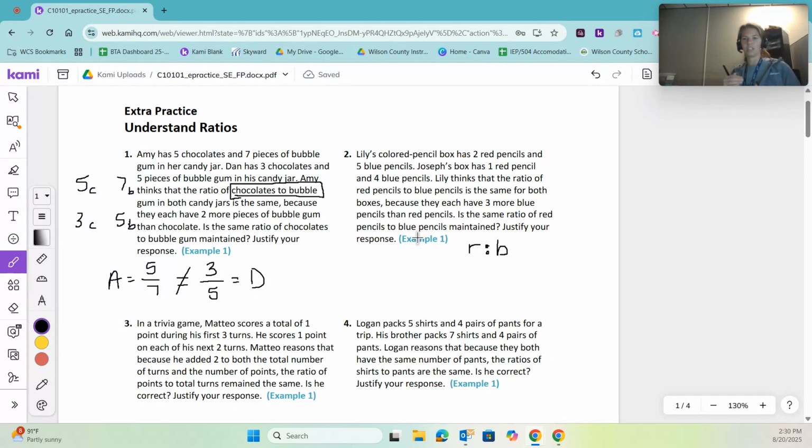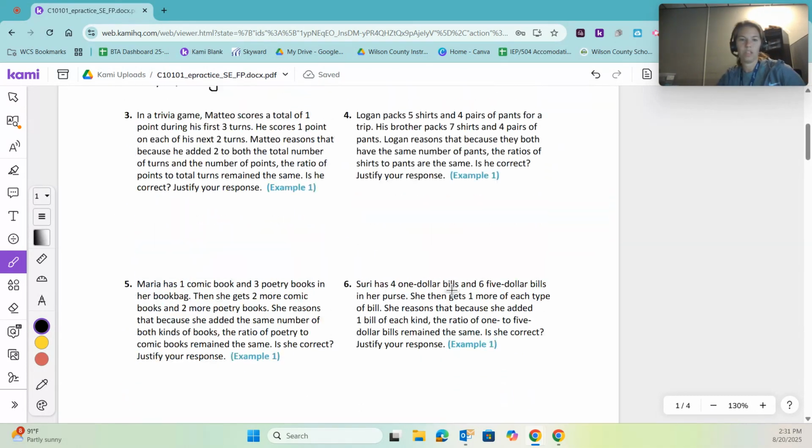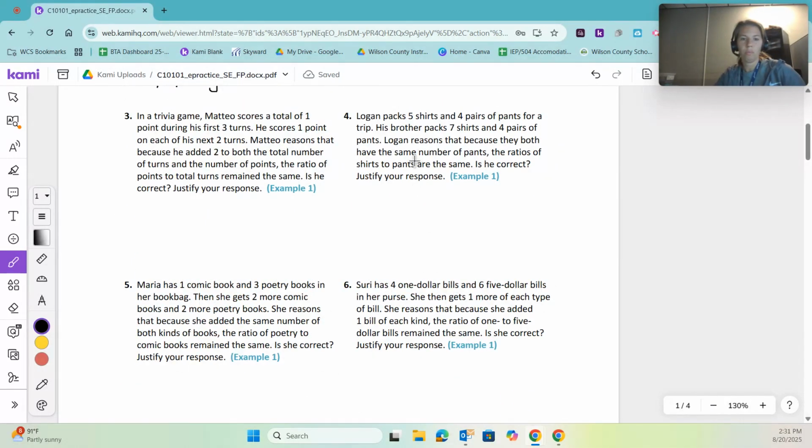Just because there's the same amount more doesn't mean the ratio is equivalent. So let's take a look. Red to blue. Lily has 2 red and 5 blue, and Joseph has 1 red and 4 blue. Again, both of these ratios are fully simplified and they are not equivalent. Therefore, the ratio is not maintained. All right, and there's 4 more that you can try similar to that.